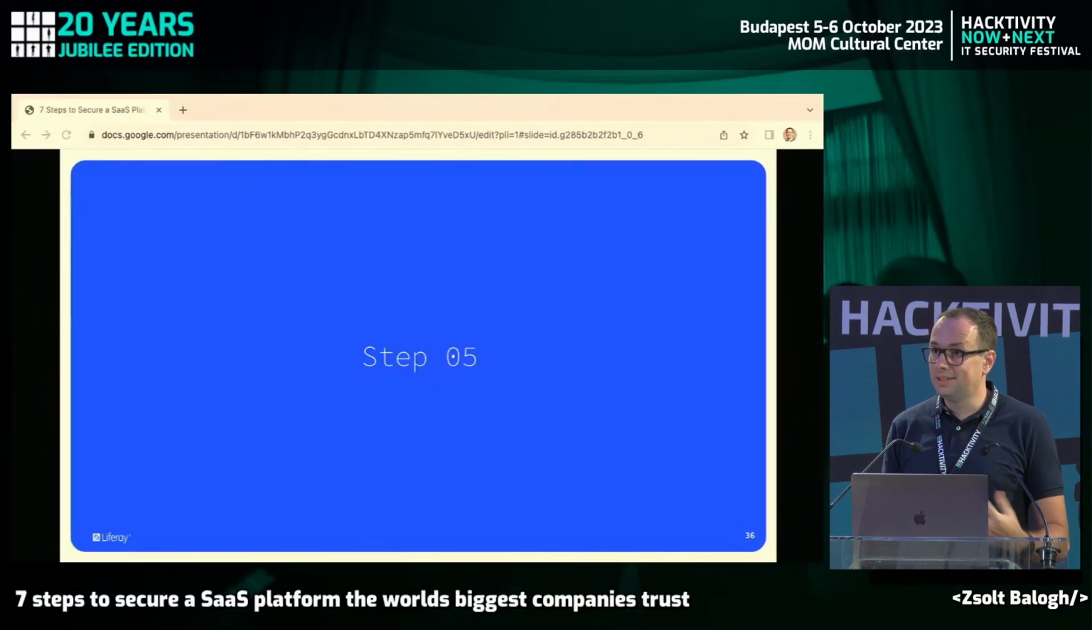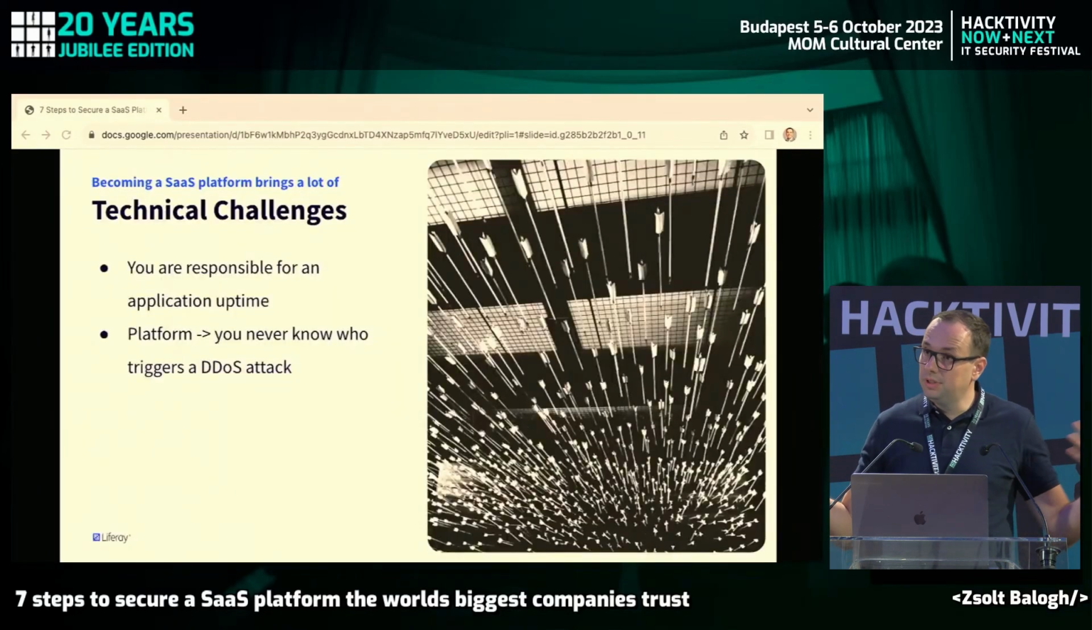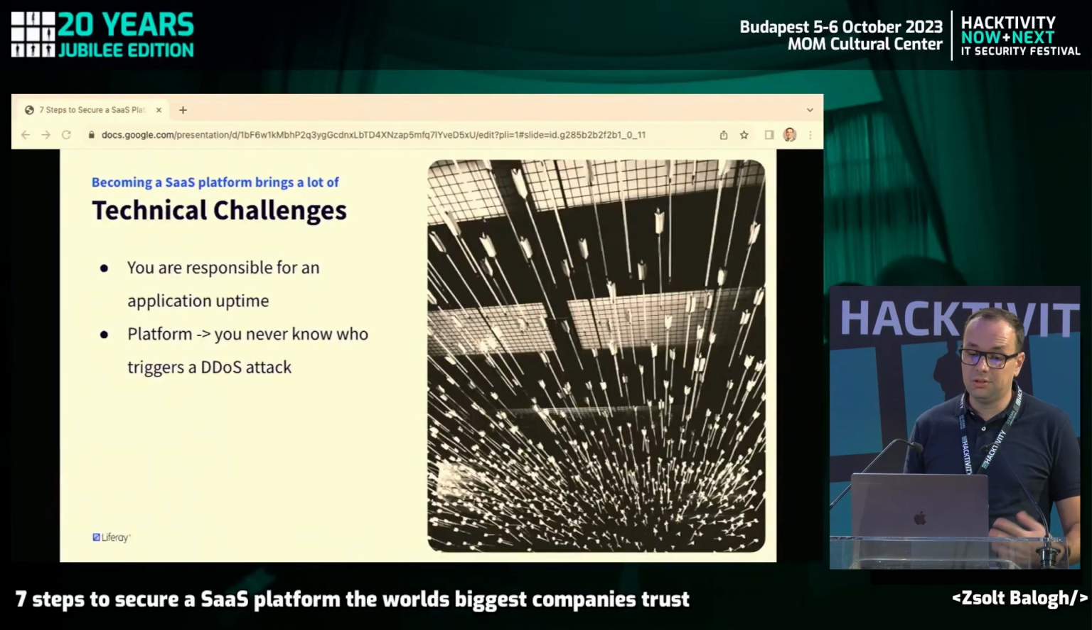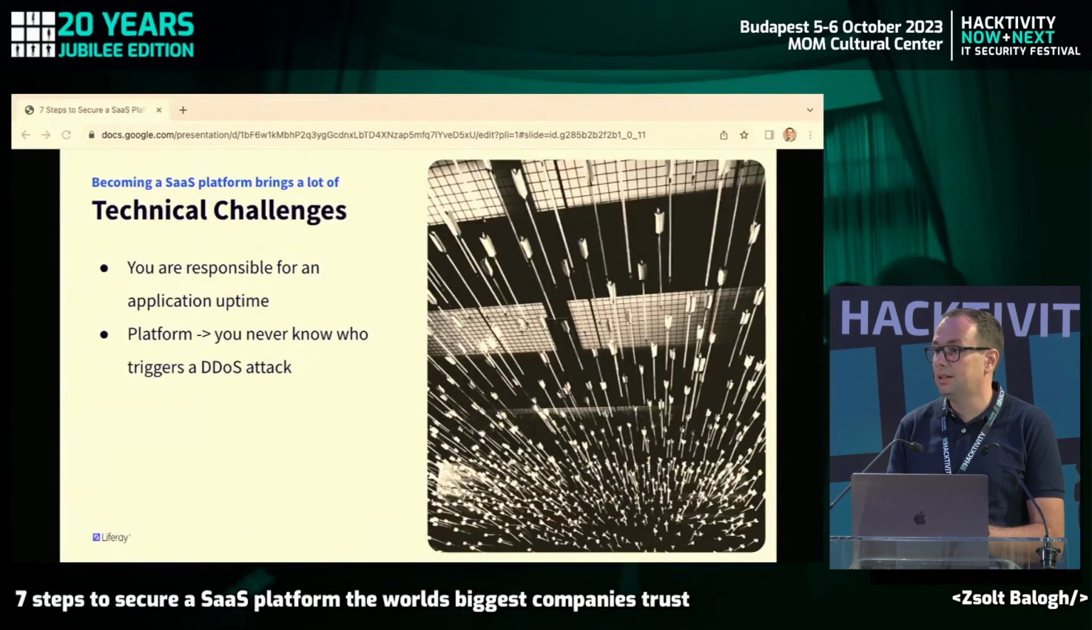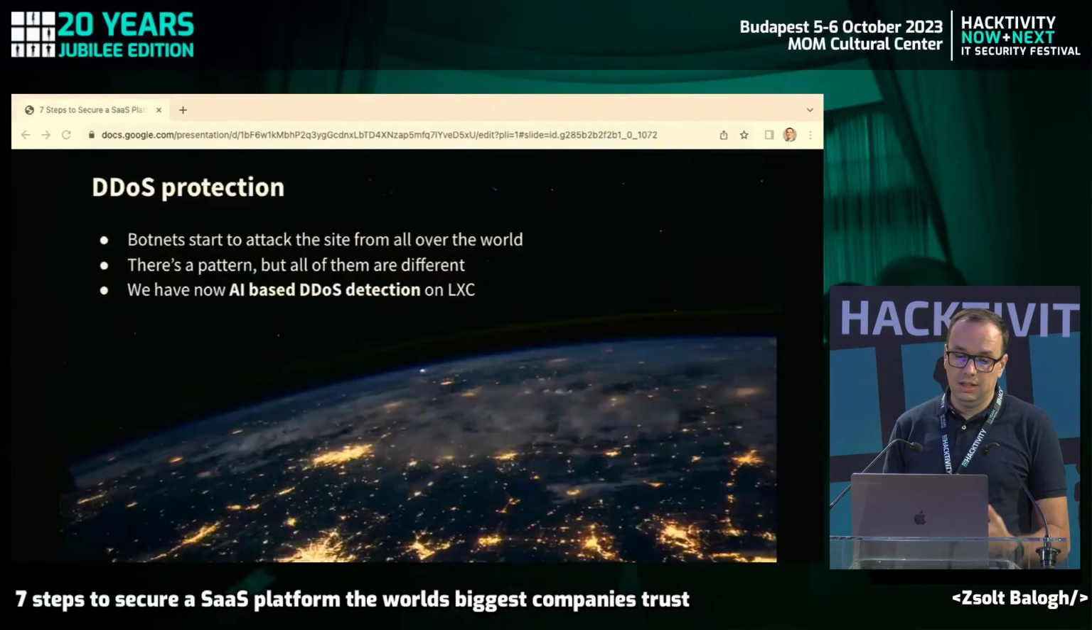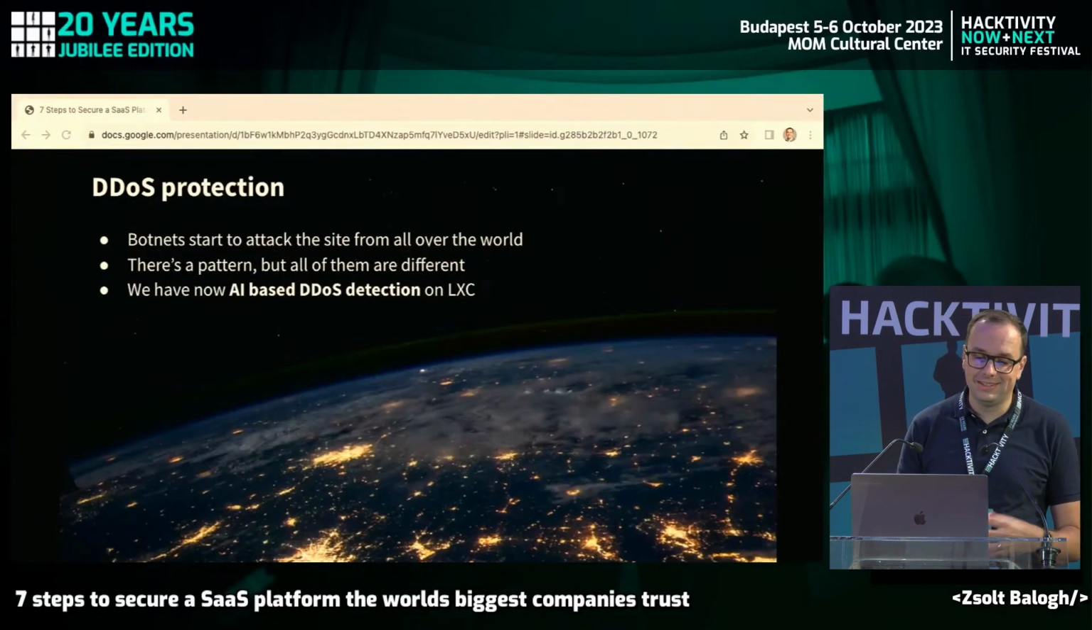Step number 5, and this is where I will talk a little bit about the technical challenges which we have. So from now on, we are actually running SaaS. We are responsible for the application uptime. We are a platform, and we are working with big corporations around the world, and we actually don't know who is targeting them, why, and when. So for us, we had to figure out how to do proper DDoS protection. And this is how I explained these things to sales.